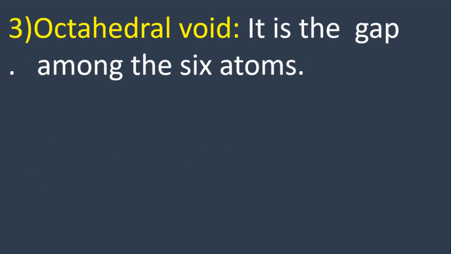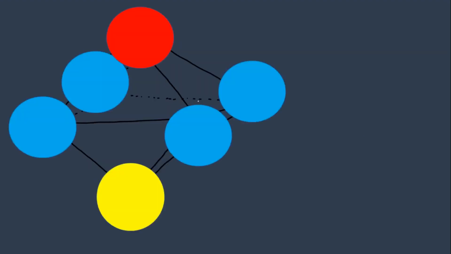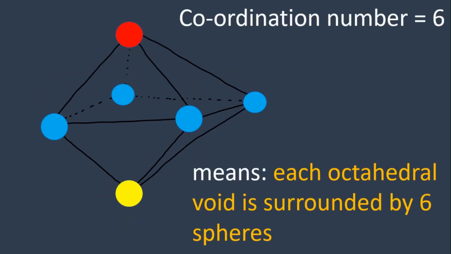What is octahedral void? It is the gap among 6 spheres. Sodium chloride is the best example. See, the yellow color sphere, blue color spheres. Let us place a yellow color sphere at the bottom. Take one more sphere and place it at the top: the top one is a red sphere, the bottom one is yellow. See, this is just like an octahedron. The gap among the 6 spheres is called octahedral void.